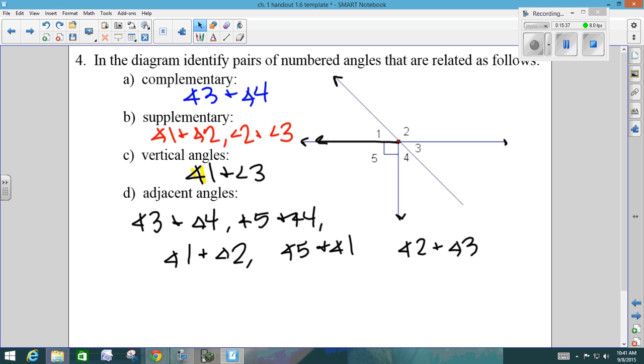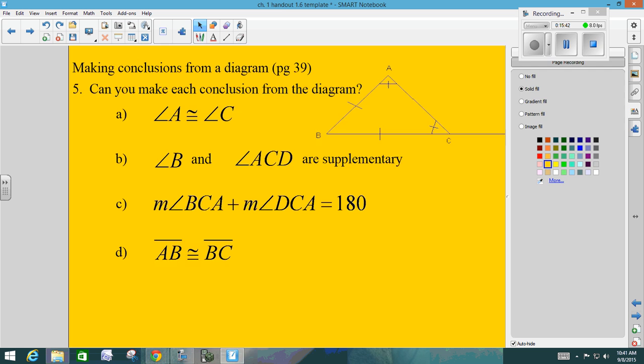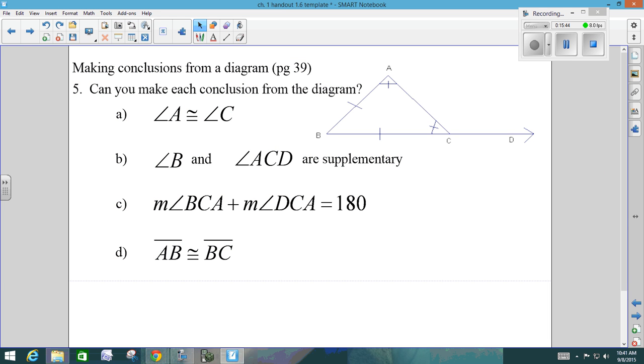All right, number 5. Making conclusions from the diagram. So we have this triangle thing with an extended ray, and then we have a bunch of markings in there. These little hash marks mean what? Yeah, the segments are congruent. What's it mean for segments to be congruent? They're the same length. Good.